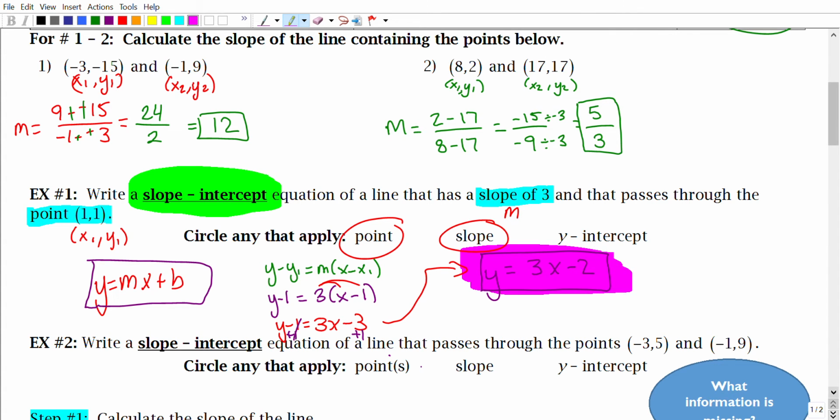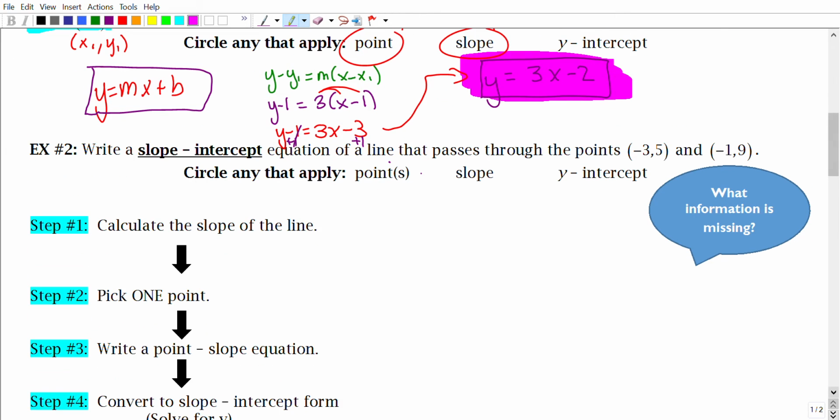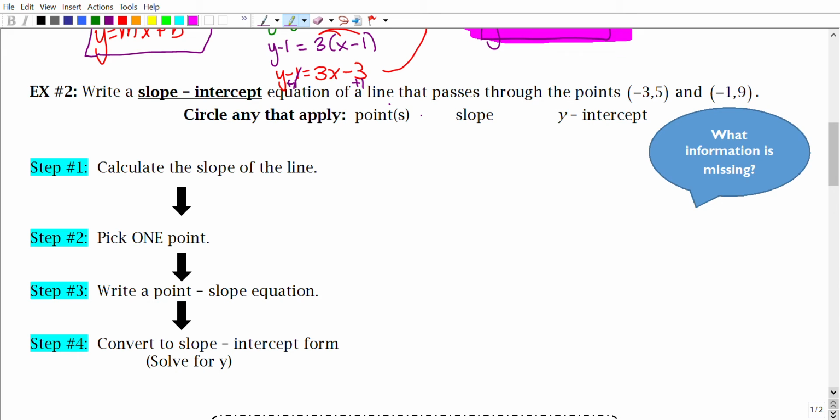All right, so let's continue now with example 2. Now this one's a little bit different, even more so, but we have a few steps down here that will show us exactly how to do these problems. So let's see what we have. It says write a slope-intercept equation that passes through the points -3, 5 and -1, 9.